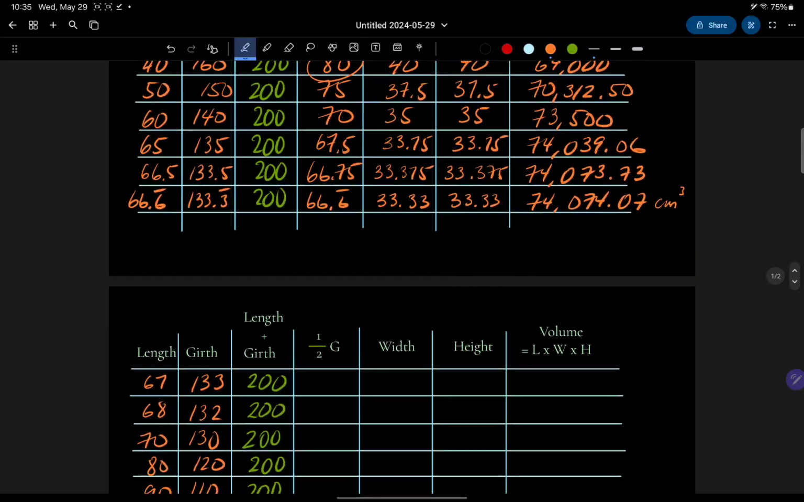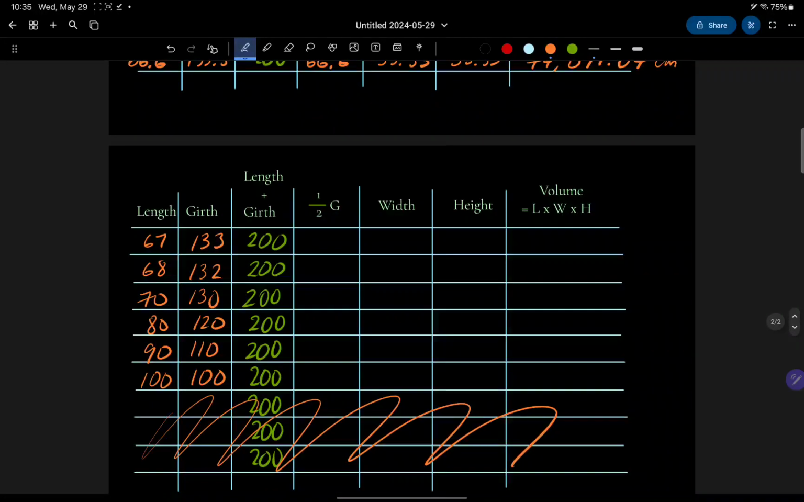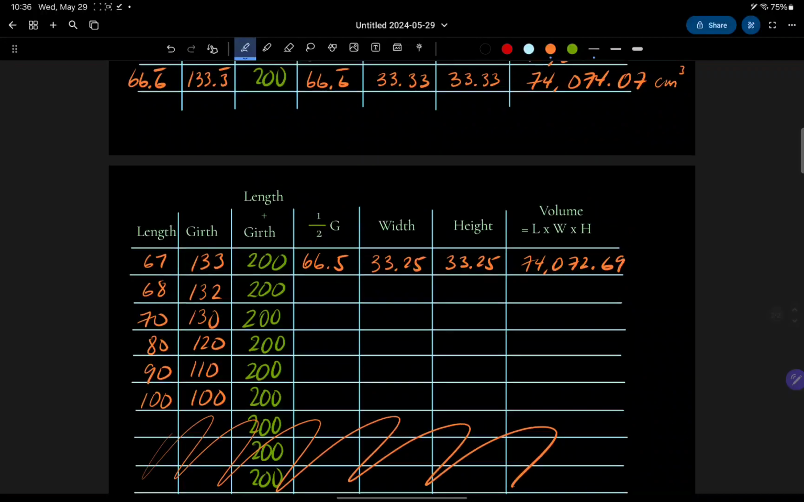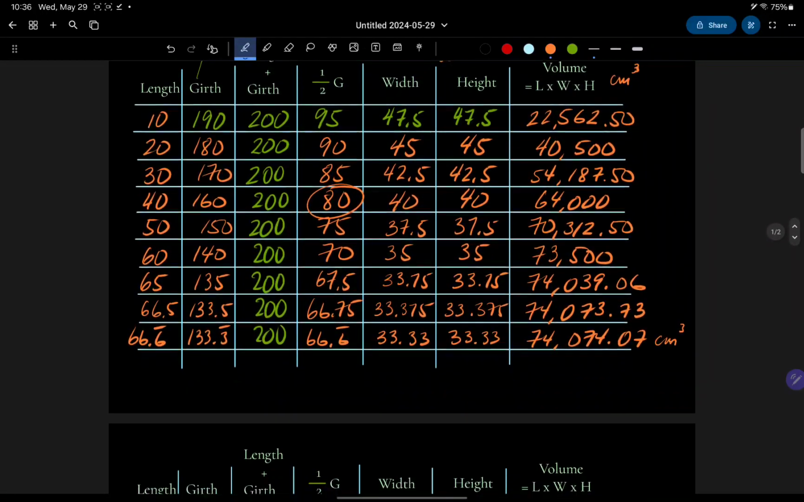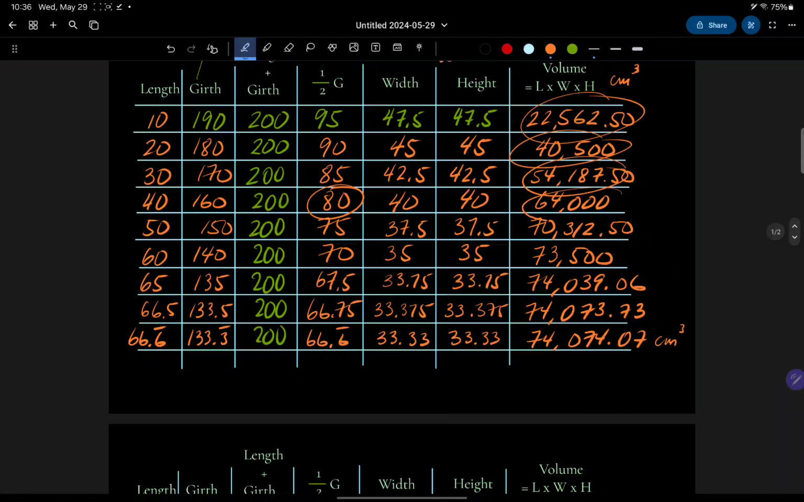Continuing, we have half the girth, which is 133, that's 66.5, and then half of that is 33.25. That goes here and here. And then when you multiply 67 by 33.25 times 33.25, we end up with 74,072.69. So if you guys notice, the volume increases from 22,000 to 40 to 54 to 64.